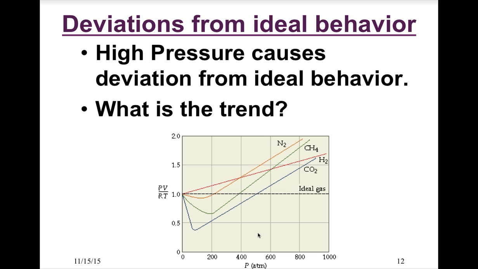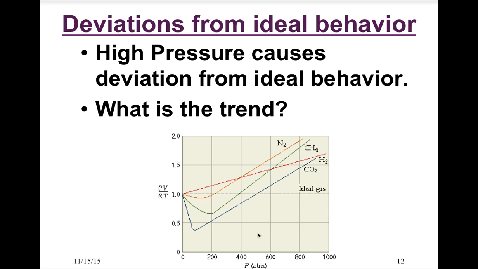Real gases. Throughout class so far, we've been talking about behaviors of ideal gases. So we've ignored things like intermolecular forces, the attraction between molecules. We have ignored the volume of molecules that are within our sample. But with real gases, you can't ignore those things.